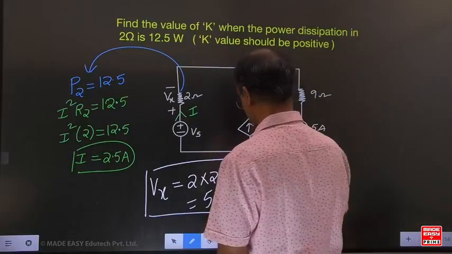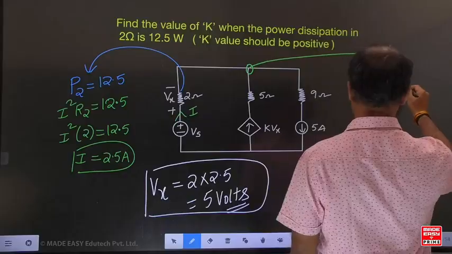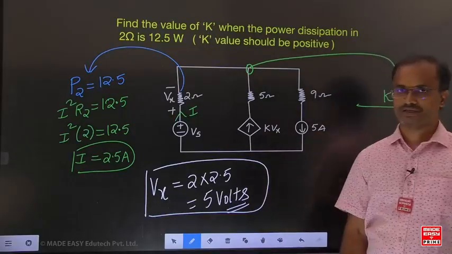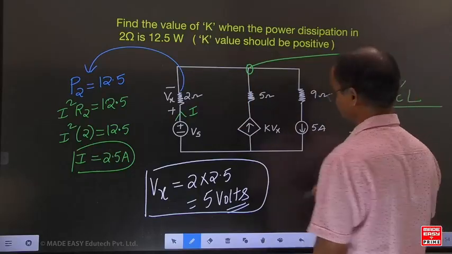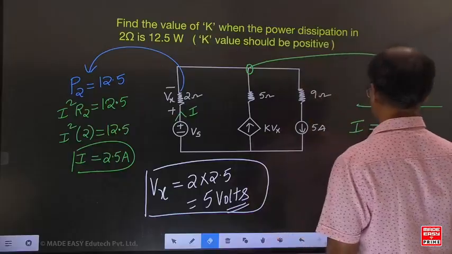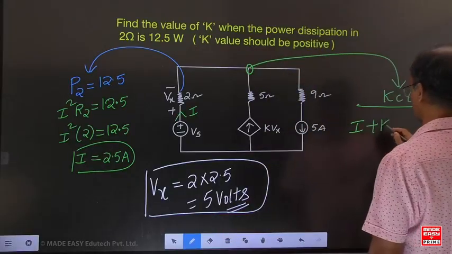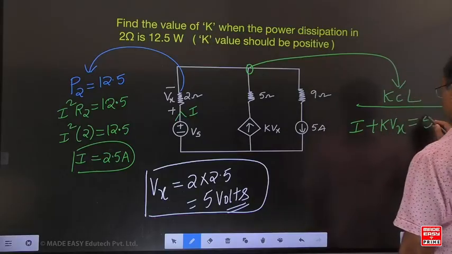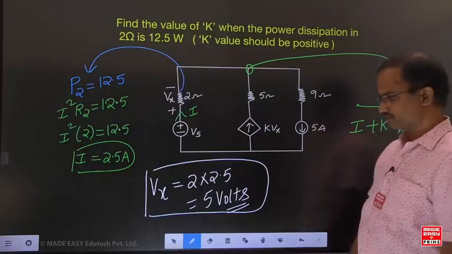Then can you apply the KCL at this point? If you apply KCL at this point, I is the incoming current, Kvx is also an incoming current, and the 5 amperes is the outgoing current. We can say that, right? Sum of incoming currents equals sum of outgoing currents.